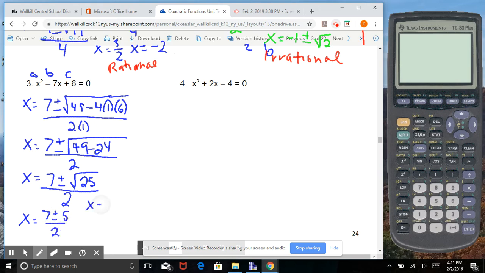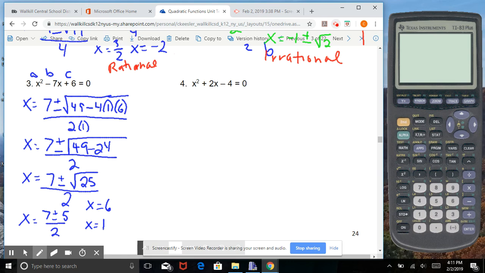So X can be two things. It can be 7 plus 5 divided by 2, which is 12 divided by 2, which is 6, or 7 minus 5 divided by 2, which is 2 divided by 2, or 1. So the roots in this case are 6 and 1. And if you remember, if you look back up to that one is easily factorable. So you can use the quadratic formula, or you can factor it, or you can complete the square to solve for what x would be if y was 0, which again is called the roots, or the linear factors, or the zeros.